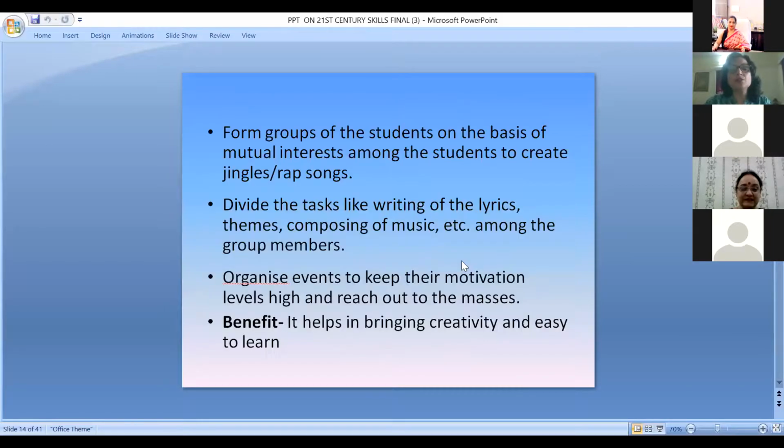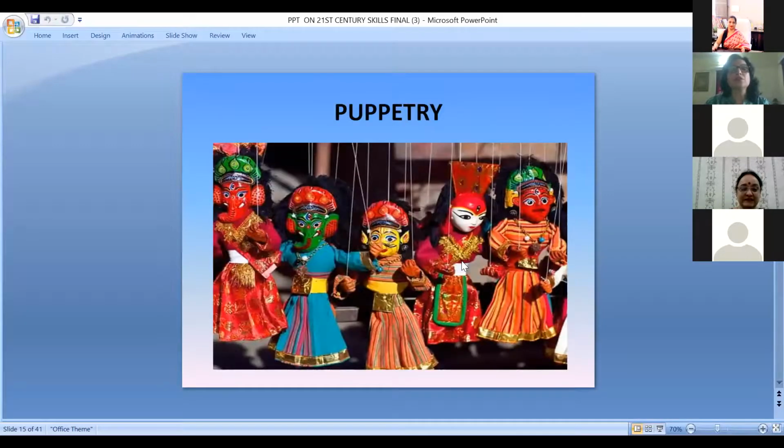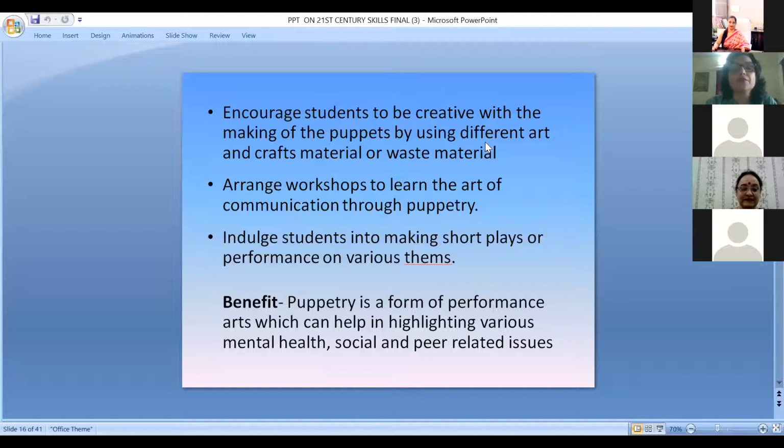So puppetry is one thing which can help the students, to encourage students to be creative with the making of the puppets by using different arts and craft material or waste material, arrange workshops to learn the art of communication through puppetry, because communication will automatically come. You see that all these activities are related to all those skills which we have been listening till now.